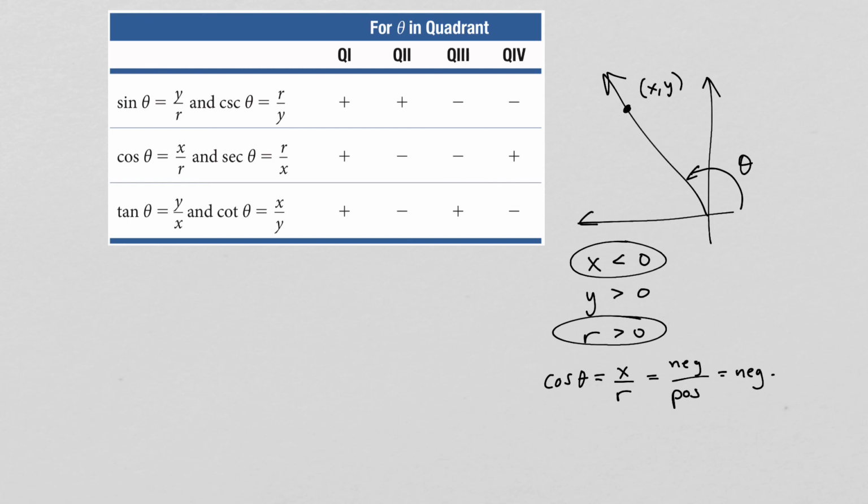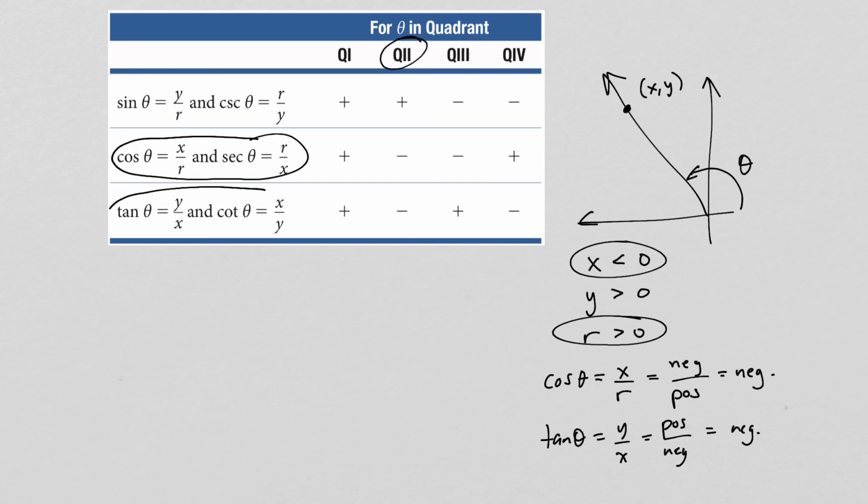Same thing for secant, because secant is just the reciprocal of that number. And then if you take something like tangent of theta, tangent is y divided by x. Well, y is a positive number, but x is a negative number, and a positive divided by a negative is a negative. So I'm explaining why in quadrant 2, cosine and secant, tangent and cotangent are all negative values in the second quadrant. It has to do with whether x, y, and r are positive or negative.